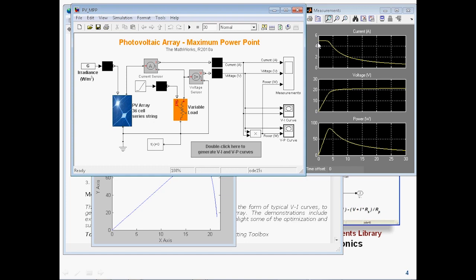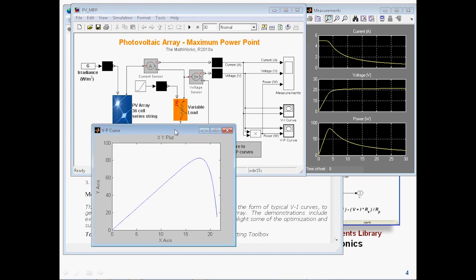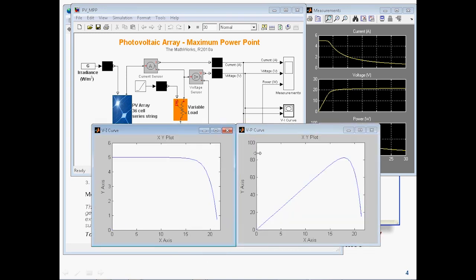As you see, as we're changing the resistor, the current and the voltage both are changing, which makes the power, which in this case is DC, so the power will be voltage times current. The power has this behavior. And you can clearly notice that there's a peak here that occurs at a particular voltage and a particular current. What I have associated to this model are a couple of XY plots, a couple of XY scopes. The first one is my VI scope. I'm looking at a very standard photovoltaic VI curve. And here I am looking at a VP curve, or the power curve.